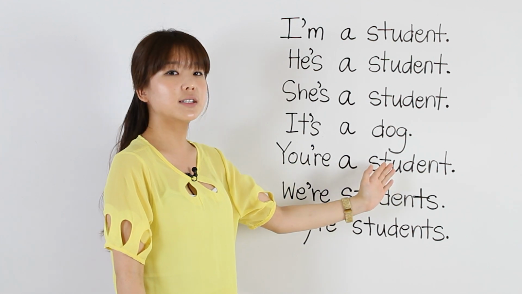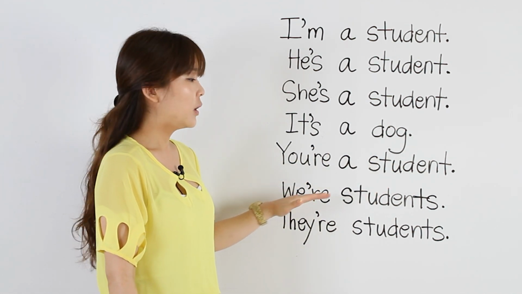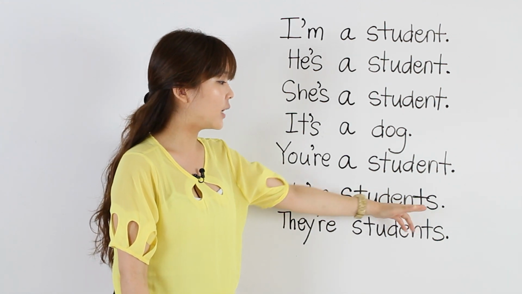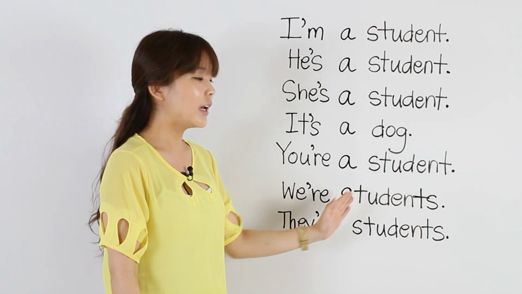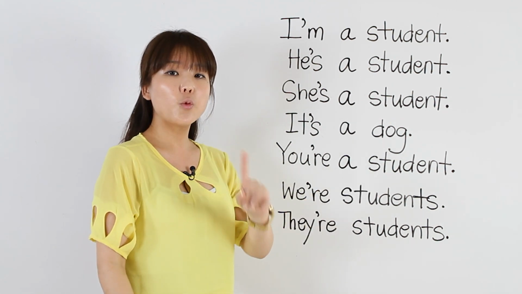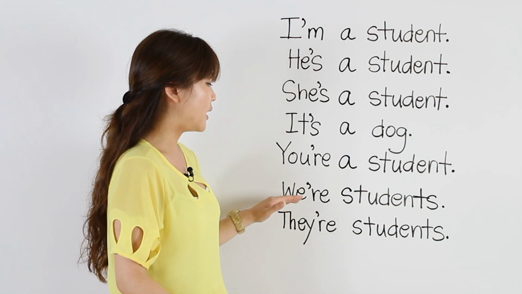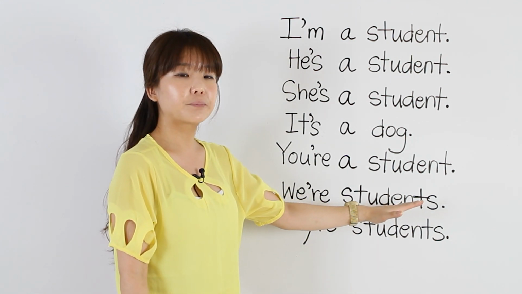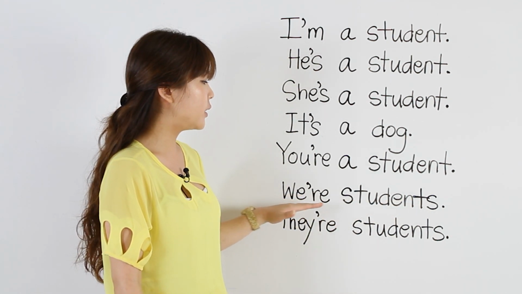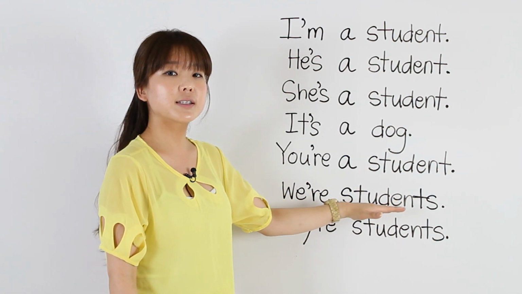Okay, now let's look at we're. We're students. Okay, we took out the A and we put an S because we're means many people. Not one student, but many students. So we have to say, we're students. Please repeat, we're students.